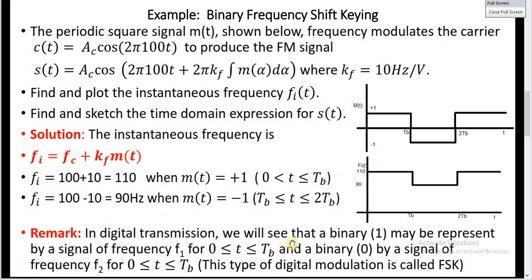So in a digital communication system, we will see that a binary one may be represented by a signal of frequency f1 for t between 0 and TB, and binary 0 by a signal of frequency f2 for t between 0 and TB. This type of digital modulation is called frequency shift keying.